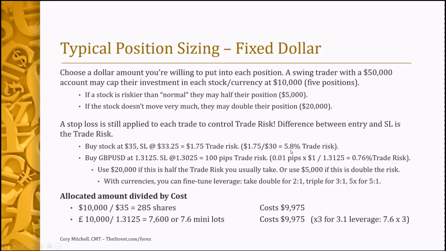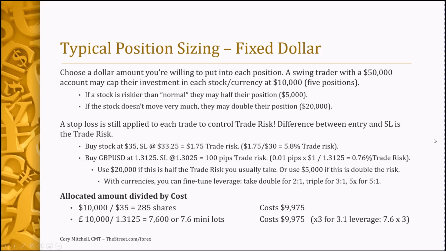If the trade risk is 10%, say I'm risking $3.50 on a trade, and the entry price is $35, that's going to end up being about 10% trade risk. That's double the risk I'm used to taking, so maybe I drop my position size down to $5,000. On the other hand, maybe I'm trading a stock that doesn't move as much and my trade risk is only 2.5%, 3%. That's about half of what I'm used to, so I could actually double up my position size because I'm going to end up at this 5% trade risk.